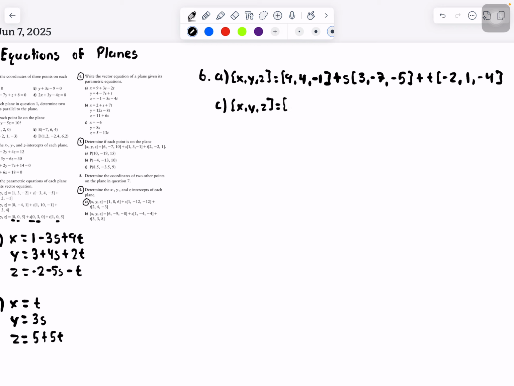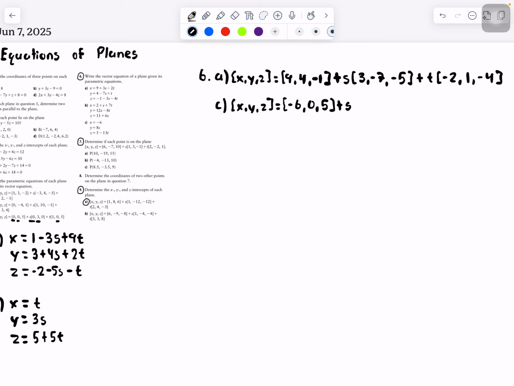Okay, for C, another way you can think about it is you just got to see what's beside the t, what's beside the s. And if there's no t or s beside that number, then it's going to fit into the position vector spot. So we have a -6. The y contributes just a number without a variable, so it's going to be 0. And then we have 5.